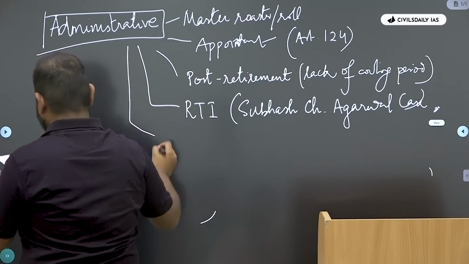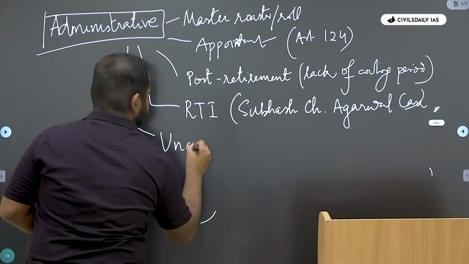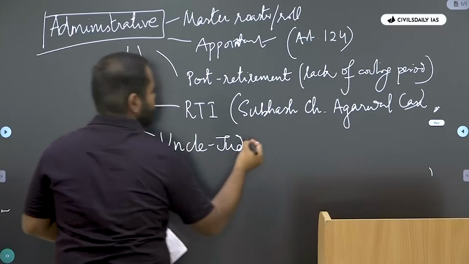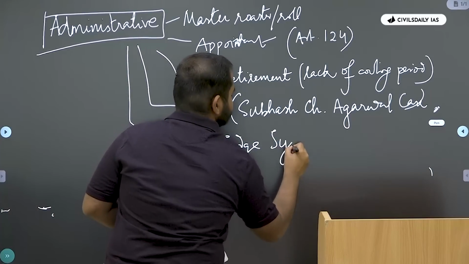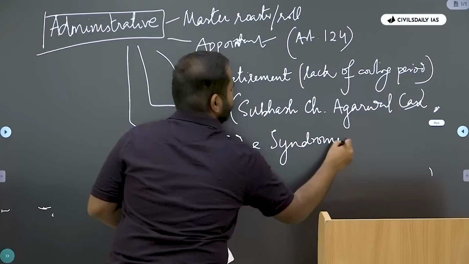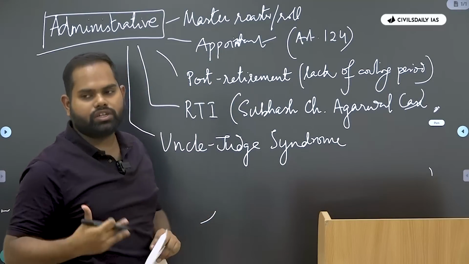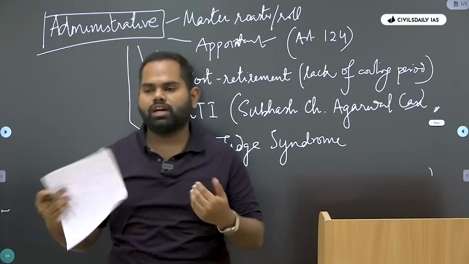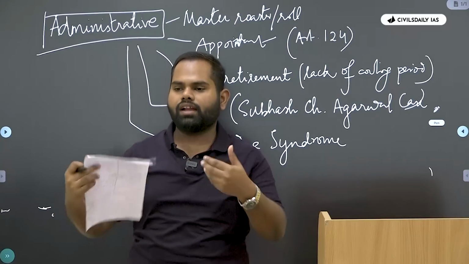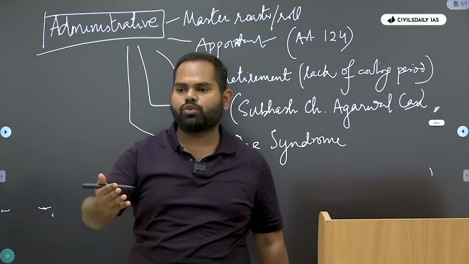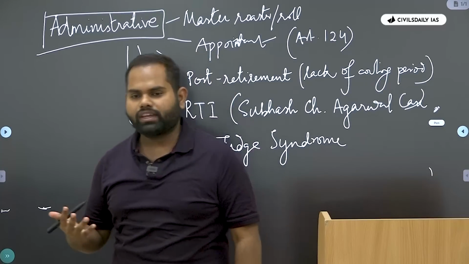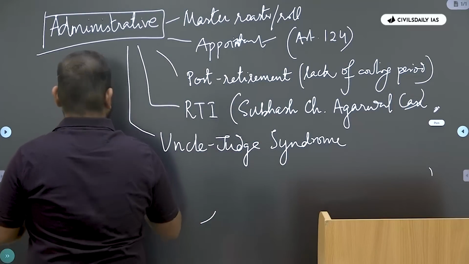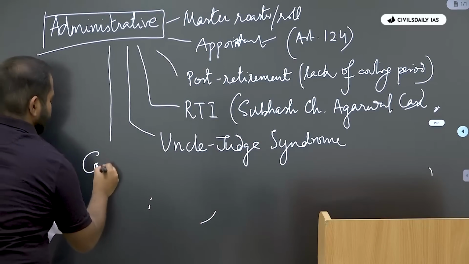Then we have Uncle Judge syndrome. Use these kinds of phrases when you're writing an answer. Uncle Judge syndrome is basically the conflict of interests, because the Indian judiciary is accused of having a lot of nepotism, a lot of kith and kin. The judge would be the uncle, and their kith and kin would be the lawyer. So there are a lot of accusations for that, which is called Uncle Judge syndrome, basically for the nepotism that is there. Then we have contempt of court.